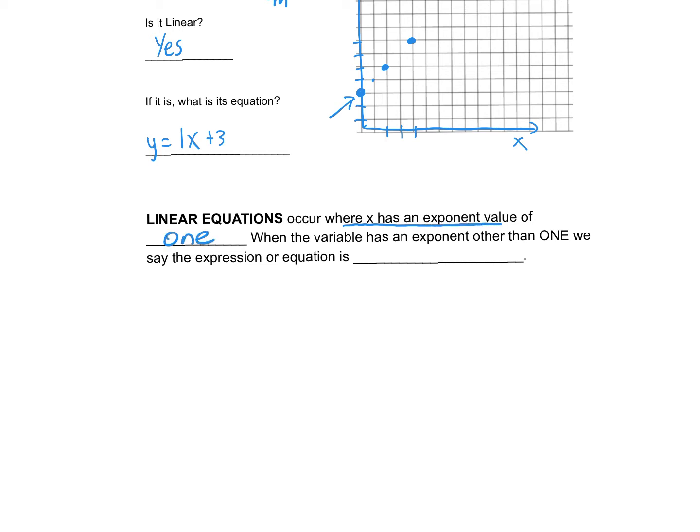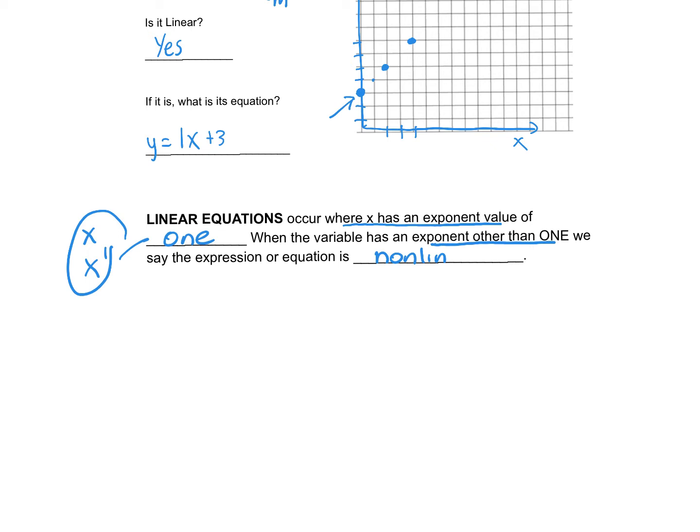That means the variable has an exponent value of 1, so you would see just a plain x, or you would see x to the first. That's what that would look like. When it has an exponent value of anything besides 1, we say it is nonlinear.